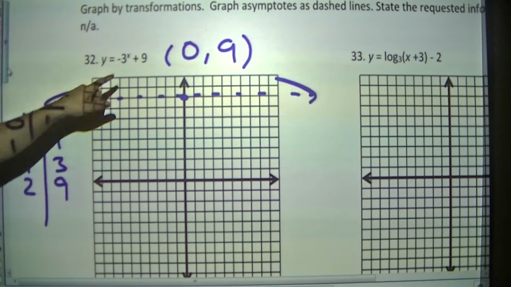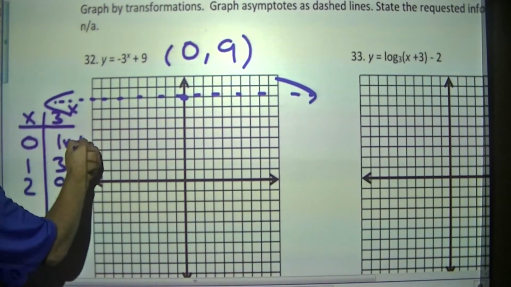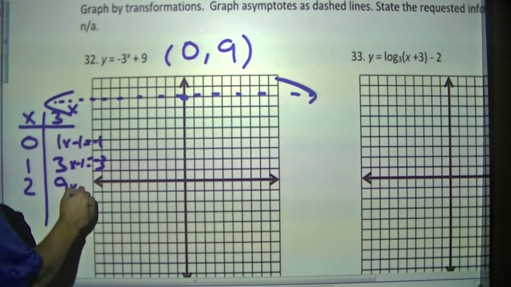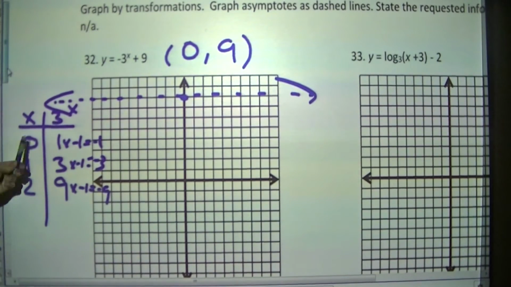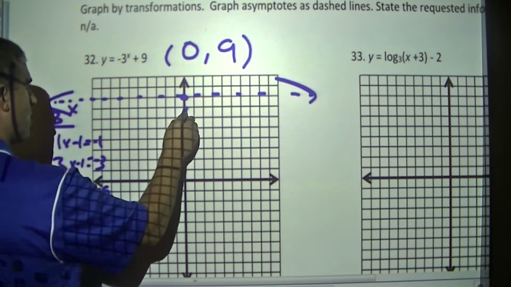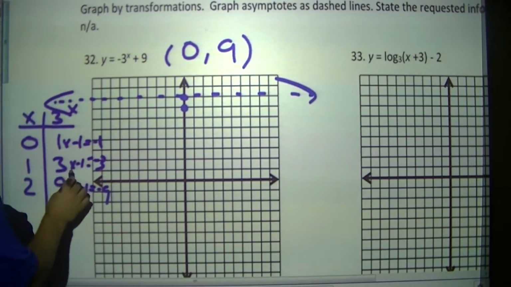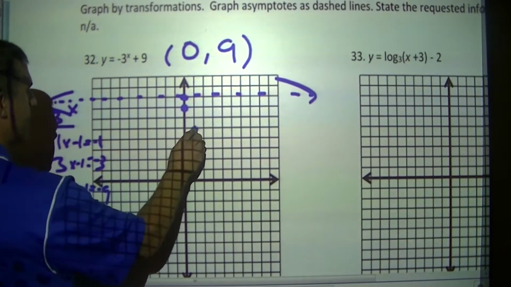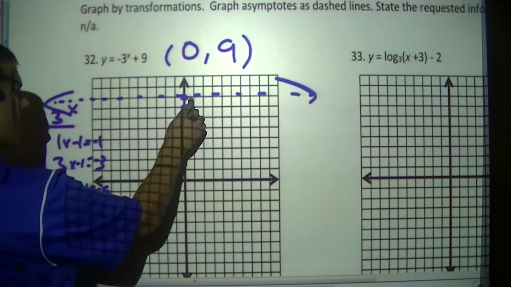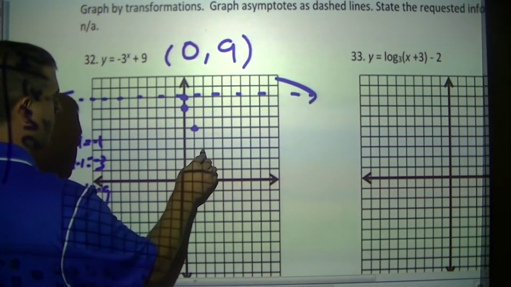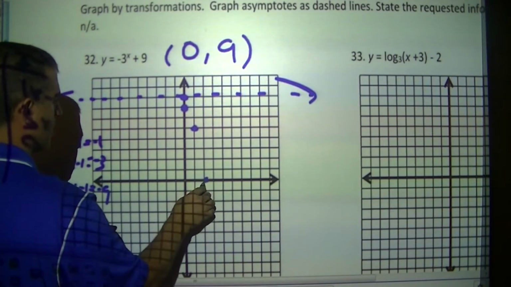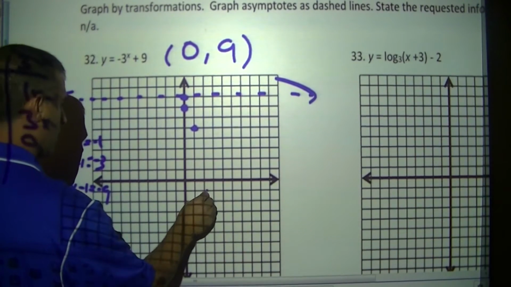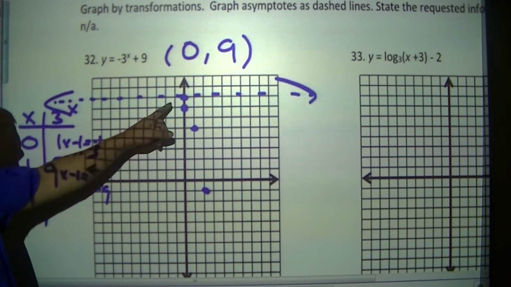Now, since I have this negative in front, I'm going to multiply by -1, which is -1, -3, and -9. So 0 over, 1 down. 1 over, 3 down. Always go off of the anchor point. And 2 over, 9 down, counting 1, 2, 3, 4, 5, 6, 7, 8, 9. Oops, that shouldn't be.